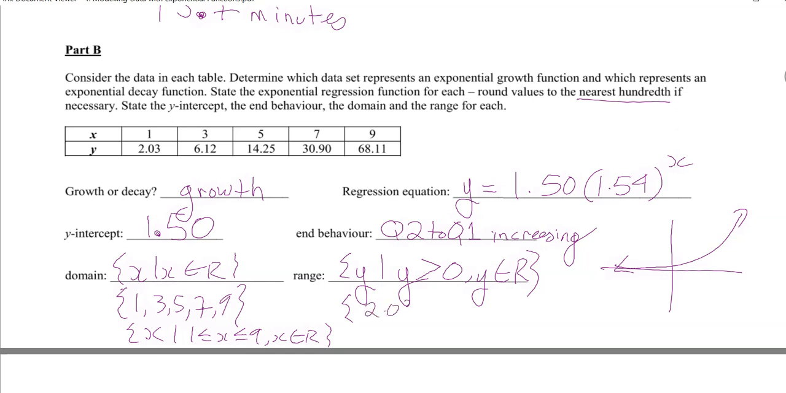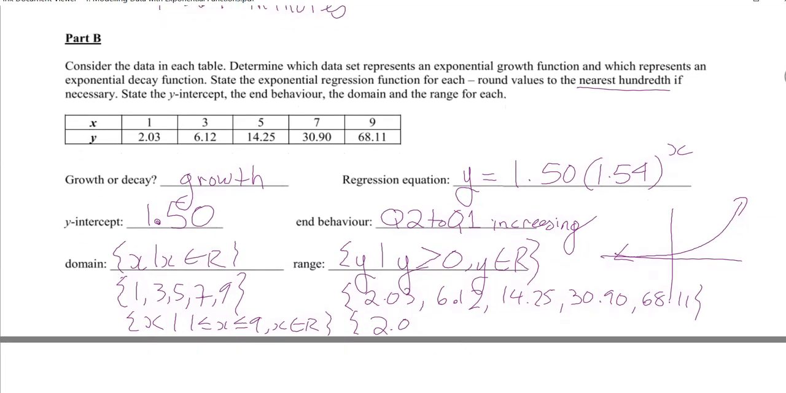If it was just these specific values for the range, then we could list just specific values. If it could be anywhere in between those, then we'll be more specific on a test. Set of all y such that 2.03 is less than or equal to y, is less than or equal to 68.11, and y belongs to the reals.